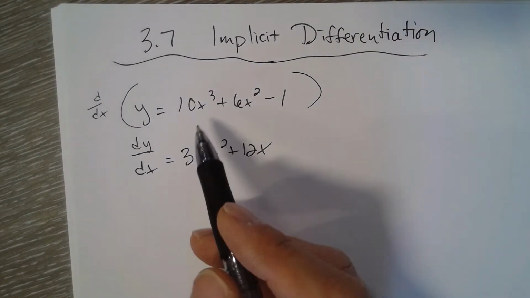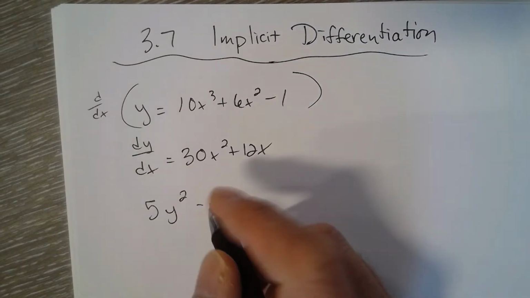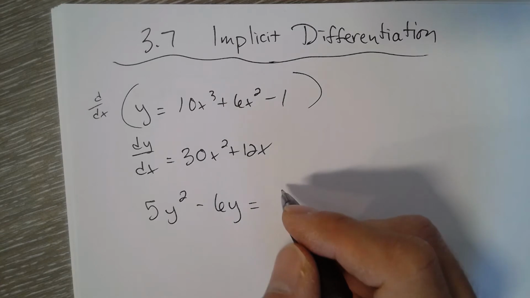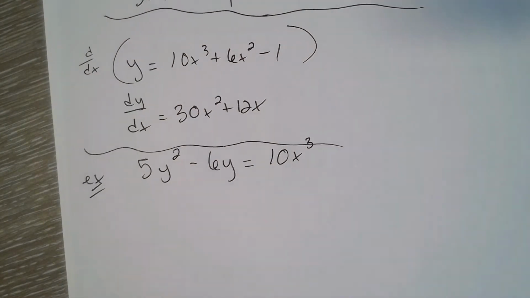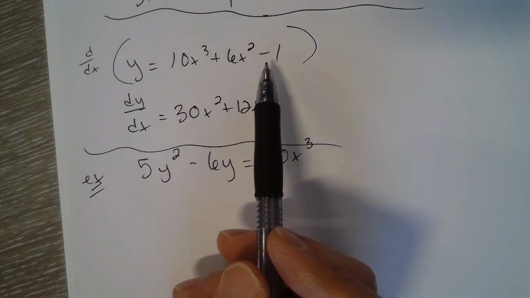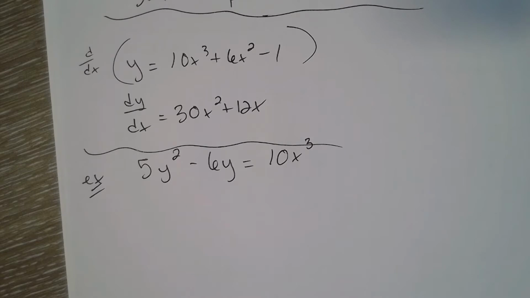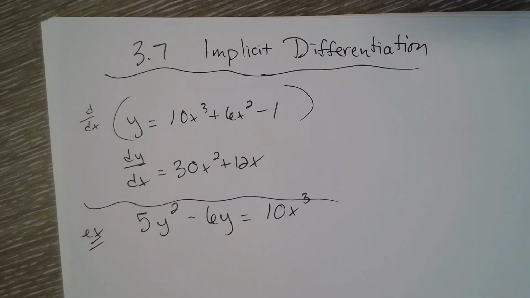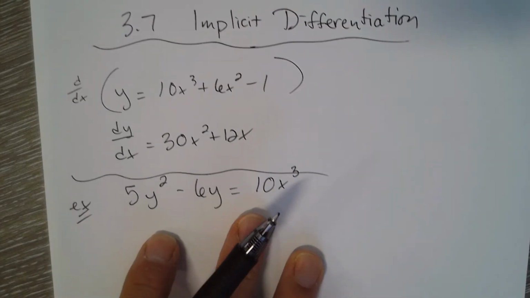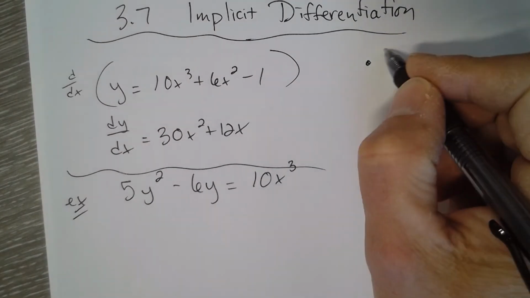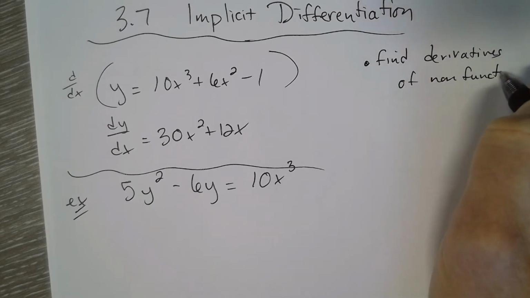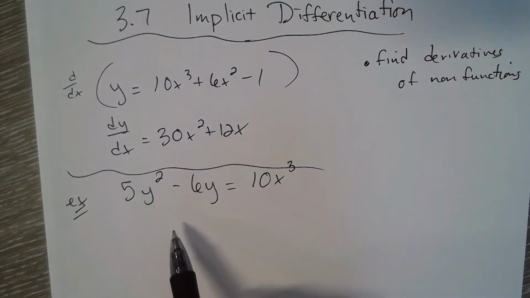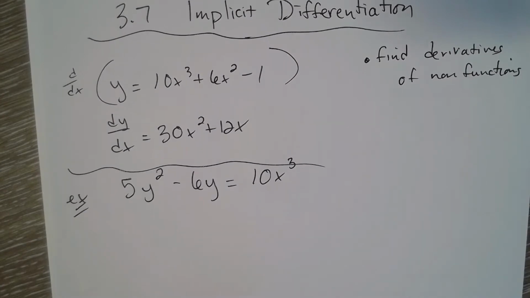But if you have a scenario where you have 5y squared minus 6y equals, I don't know, 10x cubed, and you wanted to find the derivative of this. Well, typically it's y equals something, but here we can't solve for y. Can't get y by itself. I mean, you could factor out y, but it's going to have y in your answer. So the benefit of implicit differentiation is you can find the derivative right now. You don't have to solve for y. You can find derivatives of non-functions. Okay, so if you have a circle or if you have a sideways parabola, that's what this one is, or something like it, you can find the derivative as it's written.